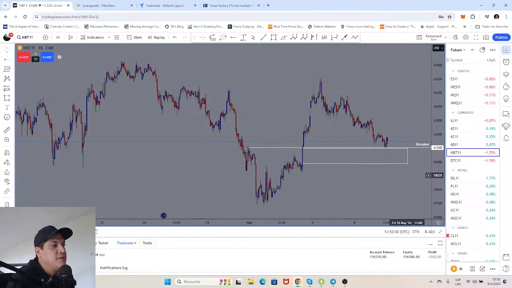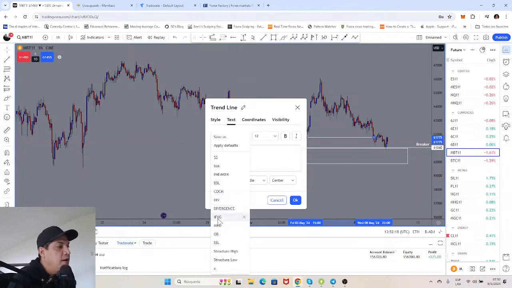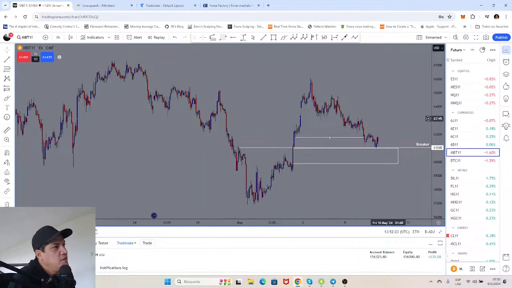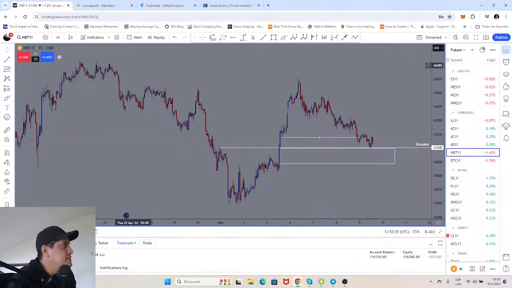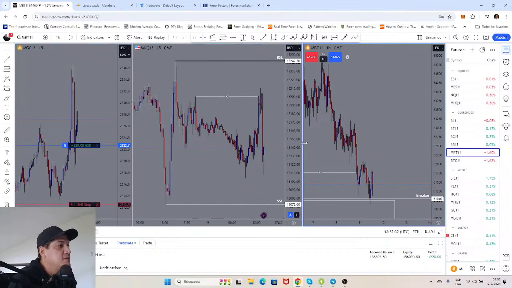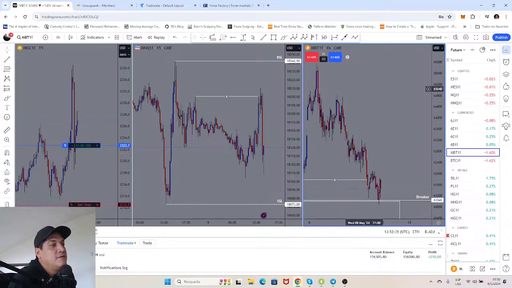But yeah, this is what I'm telling you, right? That's a pretty good long setup here in Bitcoin. I would take it myself, but again, boom, liquidation here. I can't hold an overnight trade. This is the hourly chart in Bitcoin, and I just can't. But it's looking very good, if you ask me.